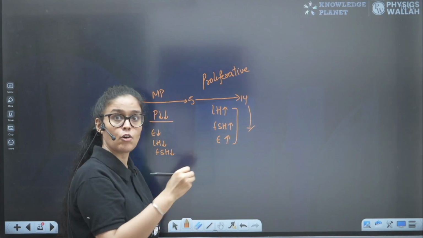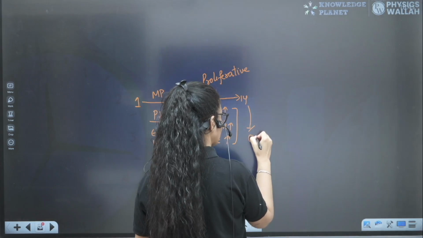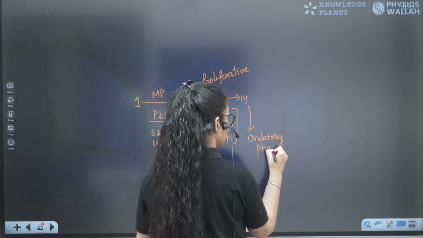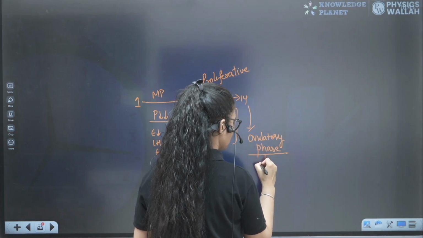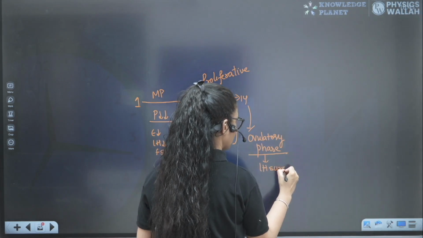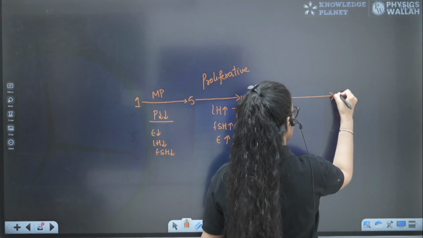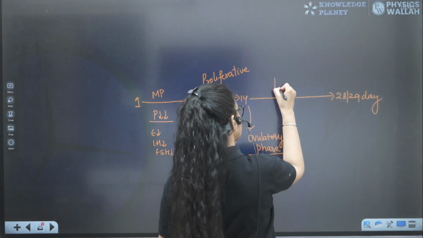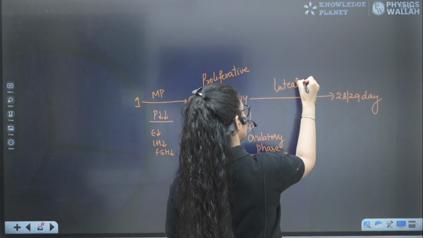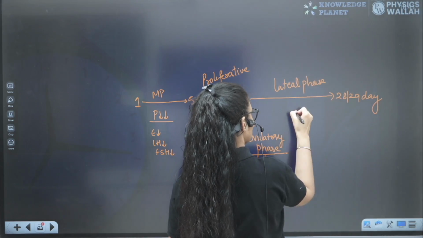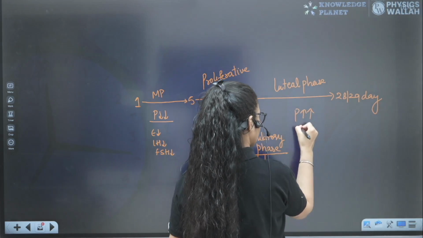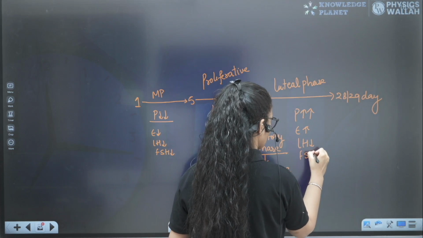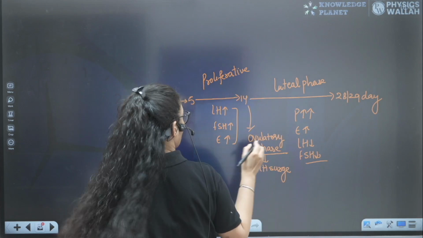NEET question, which hormone will be high during the proliferative phase or during the follicular phase, right? Now the 14th day, ovulatory phase. And we know that during the ovulatory phase, what happened? Due to LH surge, ovulation happened. And after 14, 28 to 29 days, for 14 days, we have a fixed luteal phase or secretory phase, in which the progesterone level is very, very up, estrogen level is still high, LH, FSH low. So they get lowered down here.